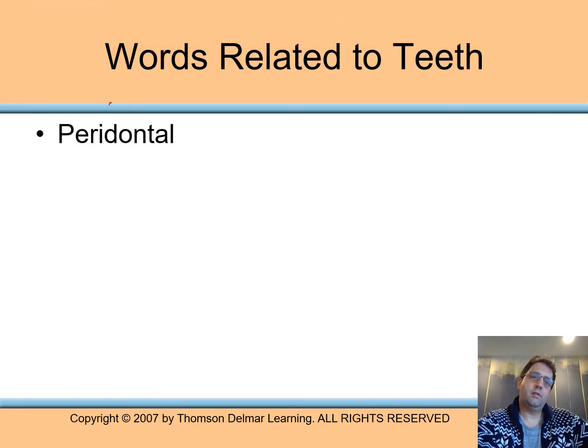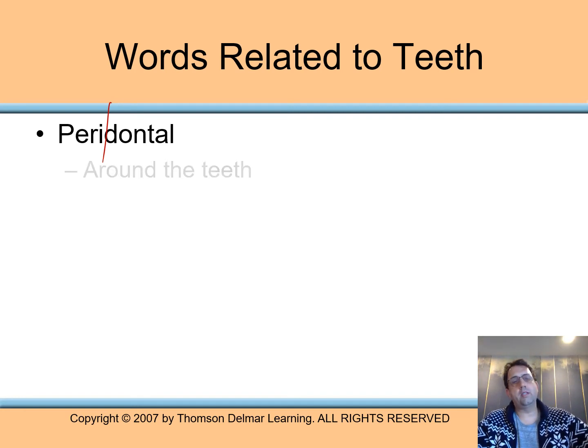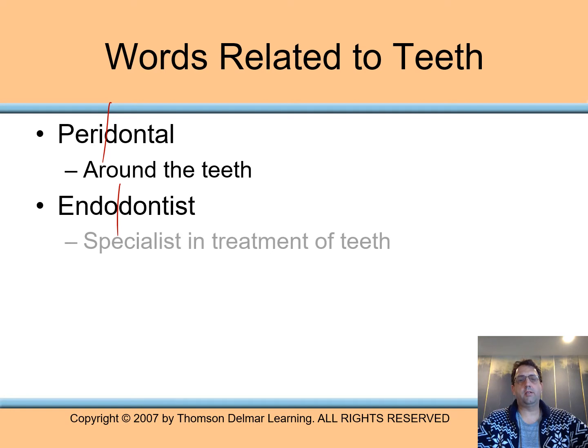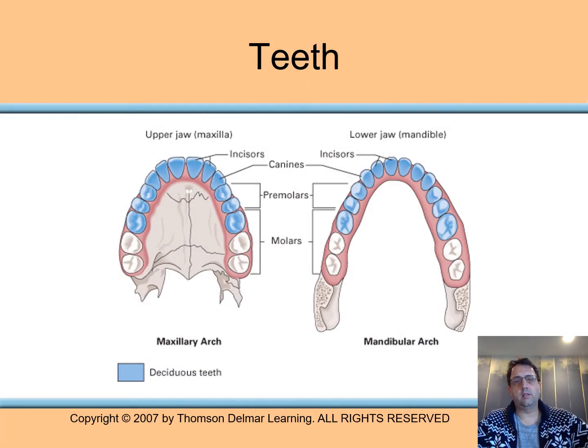Periodontal is referring to the area around the teeth. So the area around the teeth includes the gums. Endo means inside. So an endodontist is somebody who specializes in the teeth themselves, specifically on the inside. They would probably be doing a lot of root canal. Here you can see the teeth. The ones shaded in blue are your deciduous or baby teeth, the ones you have at first as little kids and then lose and replace them with the grown-up teeth or the permanent teeth. Those are in white.